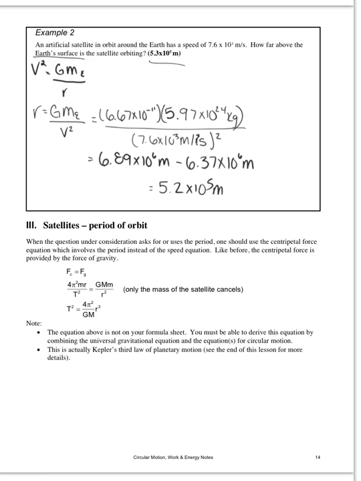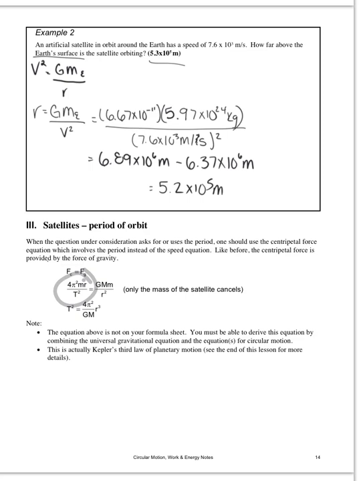Okay, satellites, the period of orbit. If a question asks for the period, we use the centripetal force equation, which involves the period instead of the speed equation. So like before, the centripetal force is still provided by gravity, so Fc is equal to Fg. We're just using a different Fc formula.